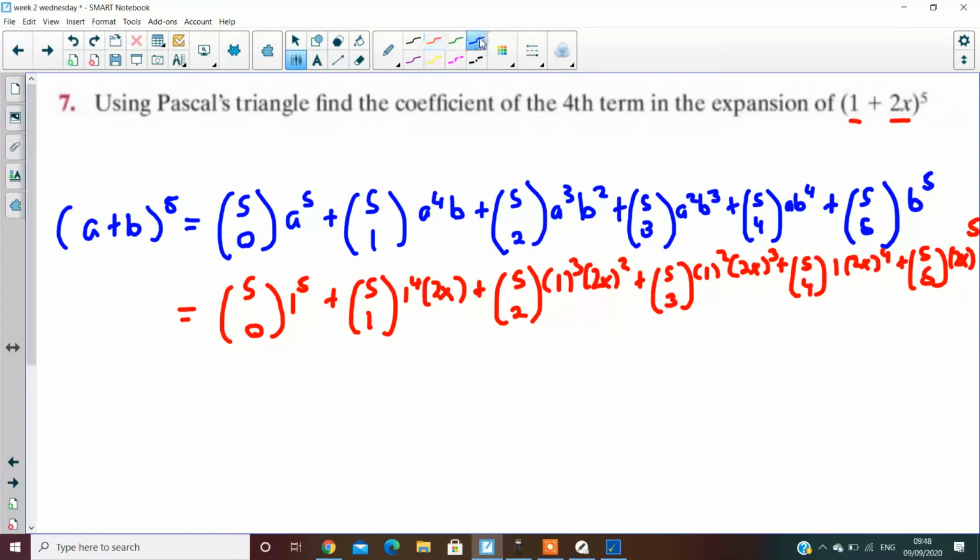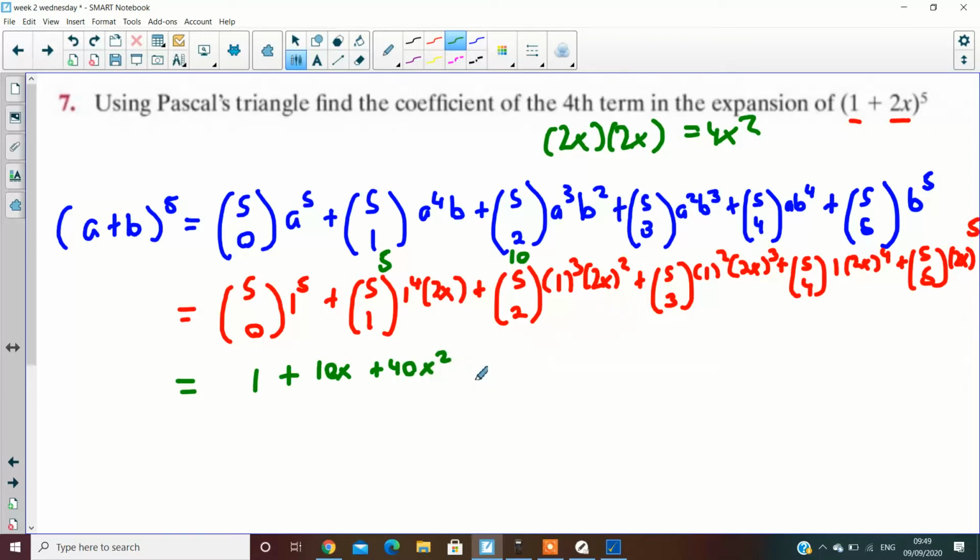Now, let's start off with these numbers. What's 5C0? 1 times 1? 1. What's 5C1? 5 times 2x. Next one, 5C2. 5C2, guys? 10. 10 times 1 cubed? 10. 10 times, what's 2x to be squared? 4x squared times 10? 40x squared.